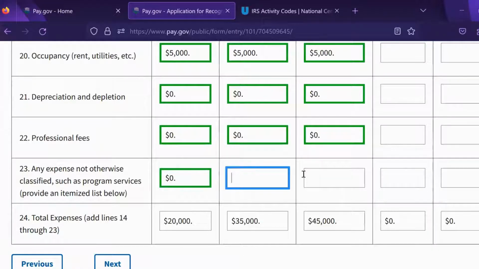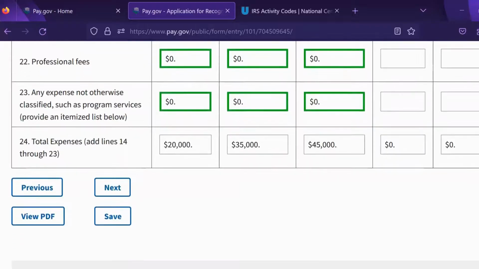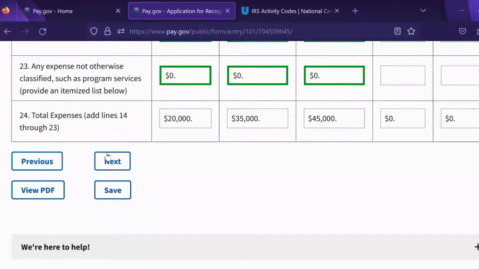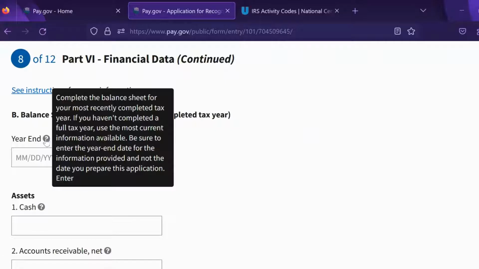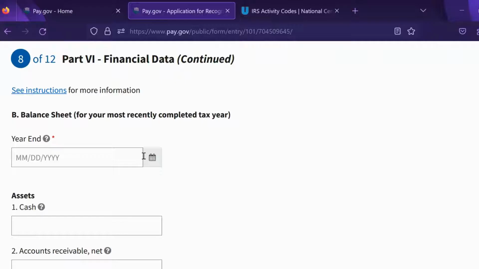Jane has none. So the total expenses, everything balances out. And we are going to go to the next page. Balance sheet for your most recently completed tax year. If you haven't completed a full tax year, use the most current information available. Be sure to enter the year-end date for the information and not the date you prepare this application.